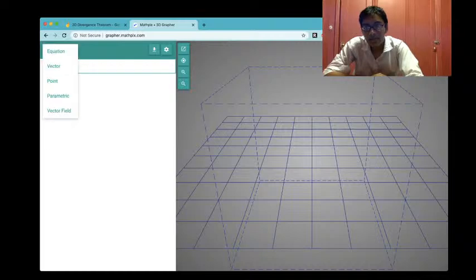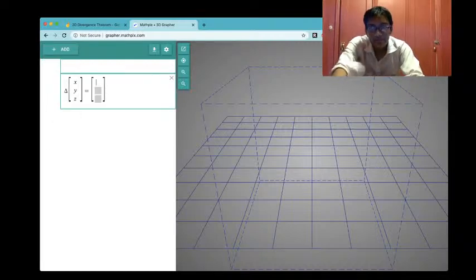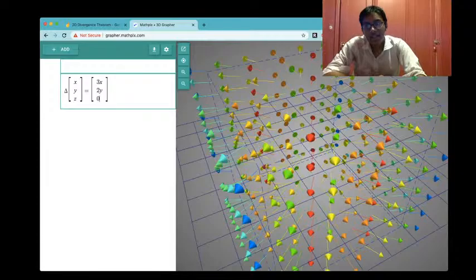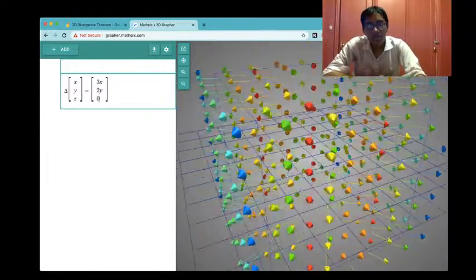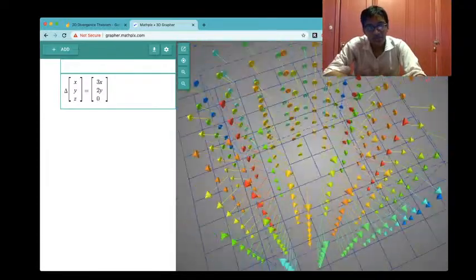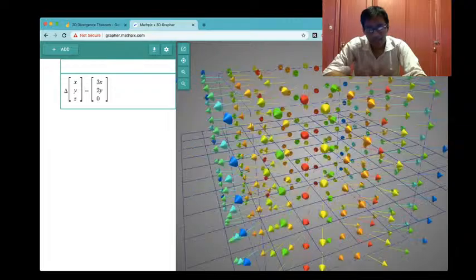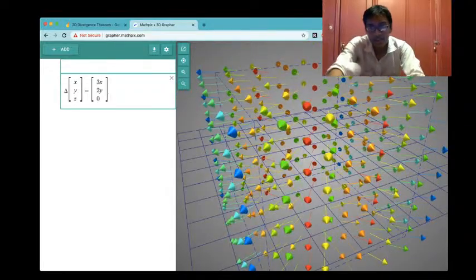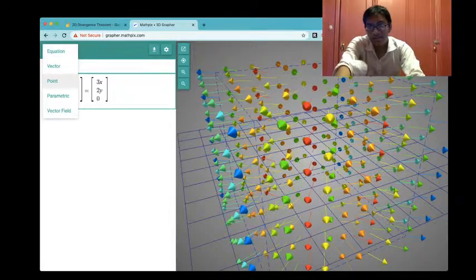Here I'm going to add a vector field, and my vector field might look, for example, like 3x, 2y, and let's say it's 0, 0 for the z direction. And here you see in all its glory a vector field, right? Now imagine there's a particle in this vector field, a surface perhaps. So for example, I might add a kind of a surface, right?